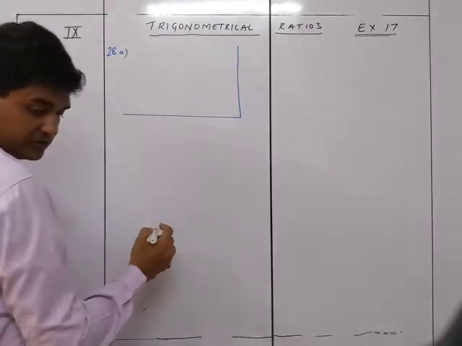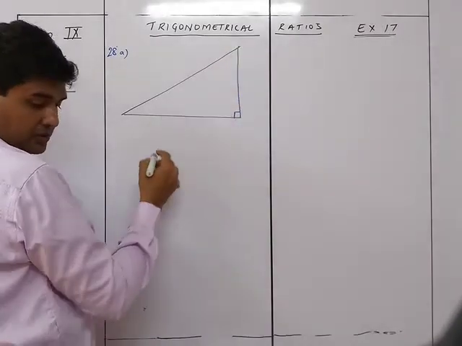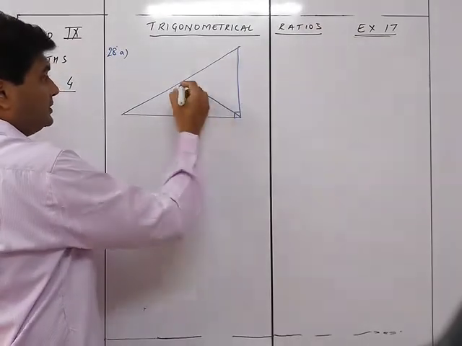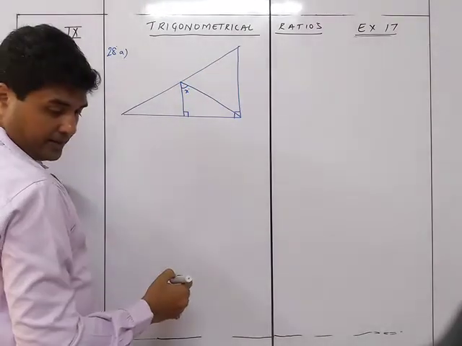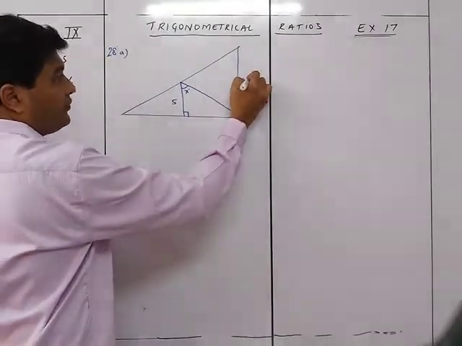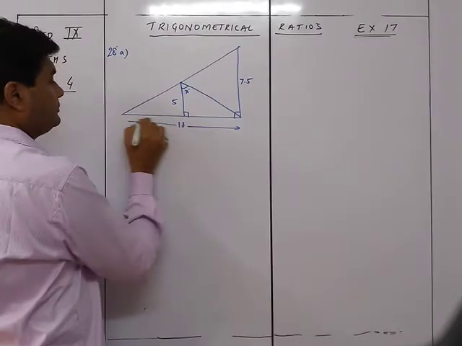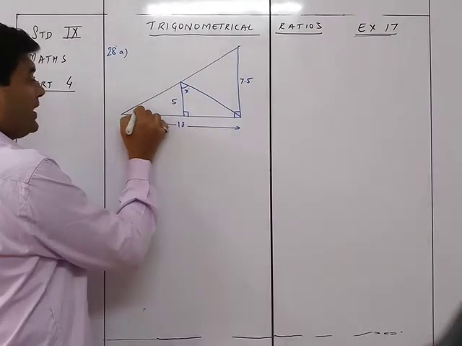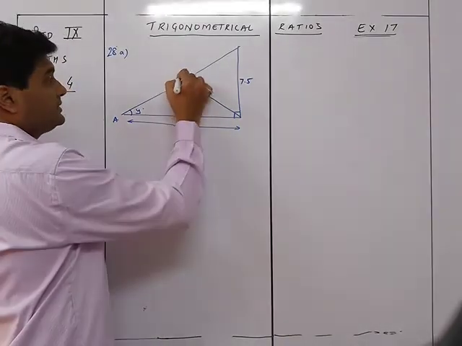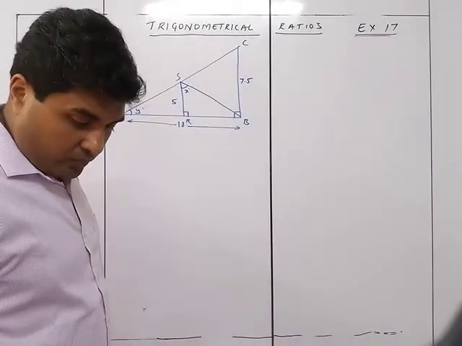So this is the first thing over here, 90 degree over here, and this is joined like this. Your point over here is 90 degree, and you have got a line like this. Now this angle is x degrees. And this is 5, this is 7.5, and this is 18. You got this as y degrees. This is A, this is S, this is R, this is B, this is C. Right, so this is what is given to us.